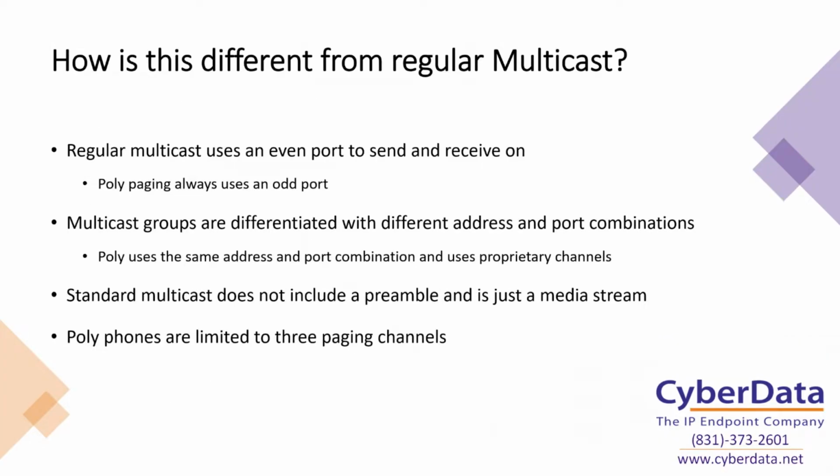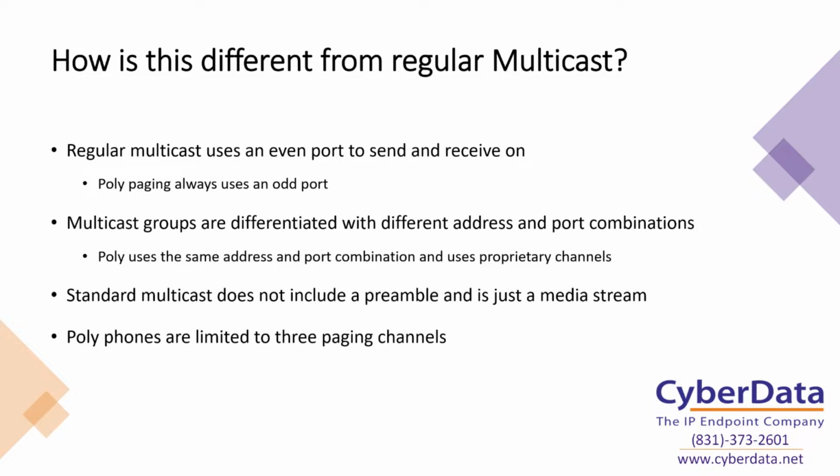So how is this different from standard multicast, now that we have a brief understanding of what Poly Paging is? Well, regular multicast is always going to use an even port to send and receive on. So any of your devices that are originating and sending out multicast across your network are going to be sending on that even port. And because the sending devices are sending on an even port, all of your receiving devices will of course be receiving on an even port, because that's just how it works. When you're dealing with multicast, the multicast is broadcast from a particular device to a specific address and port combination, and those ports are always going to be an even port number.